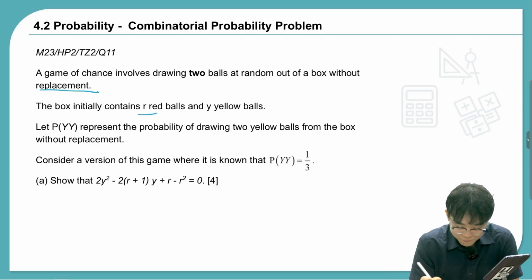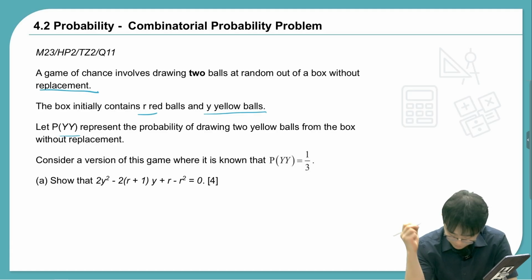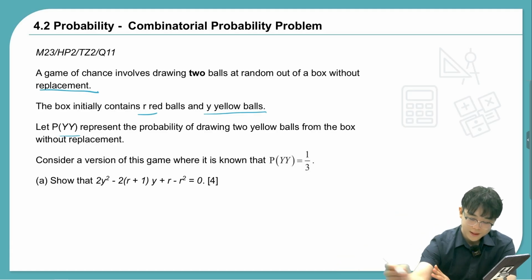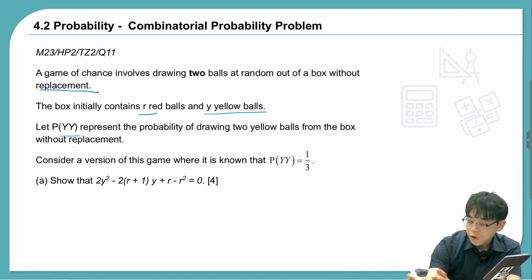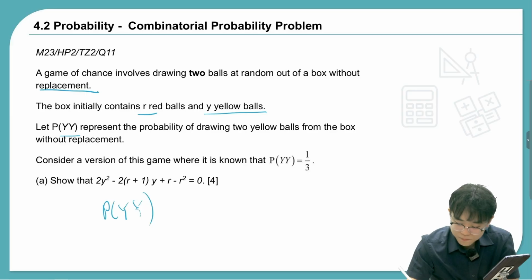So let's say we have R red balls and Y yellow balls, and we say that PYY is the probability of drawing 2 yellow balls from the box without replacement. So this could represent 2 things.